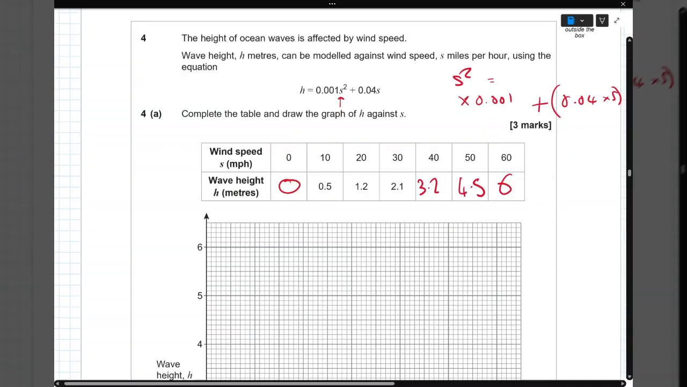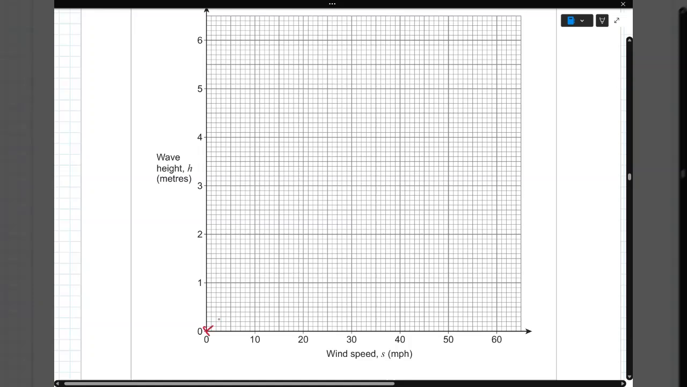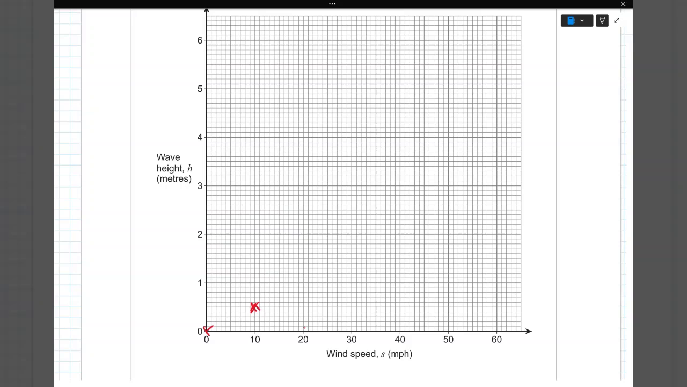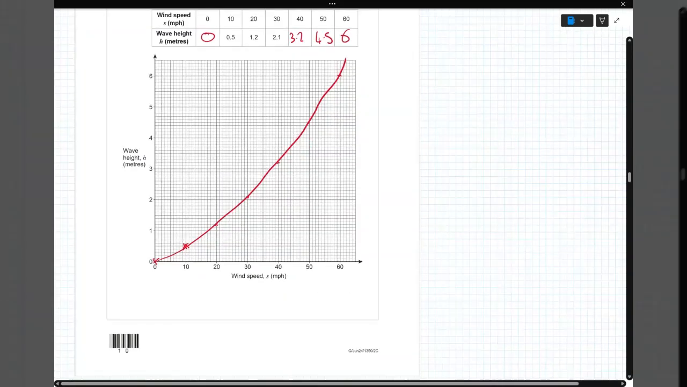And then drawing the graph is wonderful. So 0 is at 0, of course it is. 10 is at 0.5. Luckily, each of these little squares is worth 0.1. We've got 20 at 1.2, 30 at 2.1, 40 at 3.2, 50 at 4.5, and then 60 is up at 6. You've got to be able to draw a nice smooth curve all the way through. Up it goes. Done. Now, I know you'll do better than I did because you'll be using a pencil and not a Surface Pro.